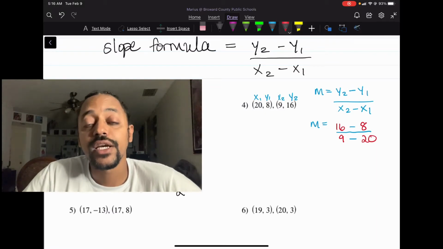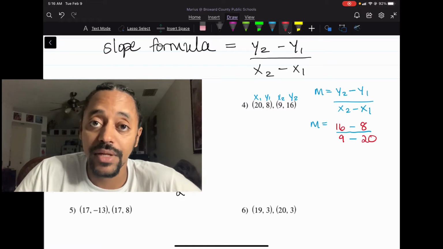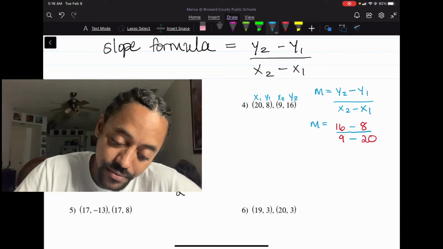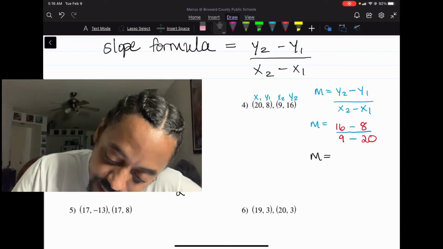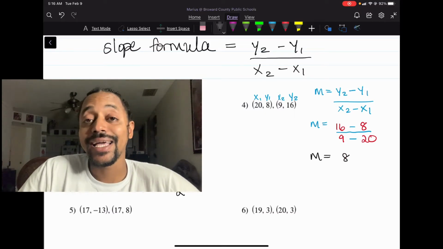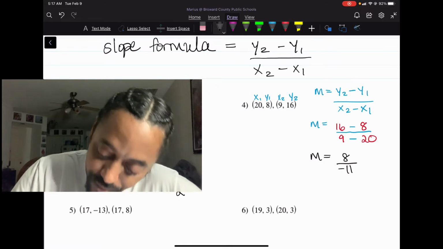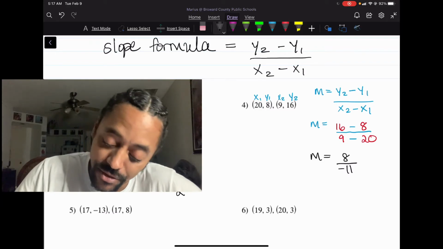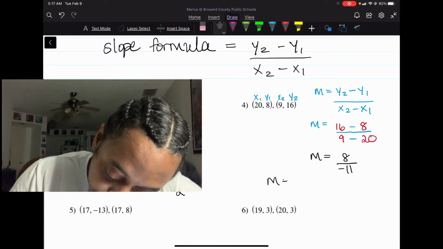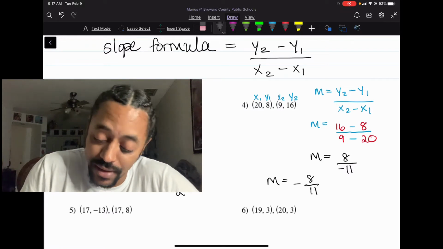Now, because we don't have any double negatives, we can go ahead and just simplify the top and the bottom, and then we should be closer to our final answer. So this will become m equals 16 minus 8 is 8. 9 minus 20 is -11. And we cannot simplify 8 divided by -11, but we can rewrite the final answer to put the negative at the side of the fraction bar, so it's negative. The entire fraction is negative, so it's -8 over 11.